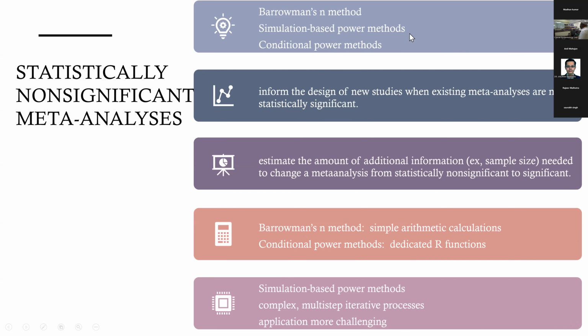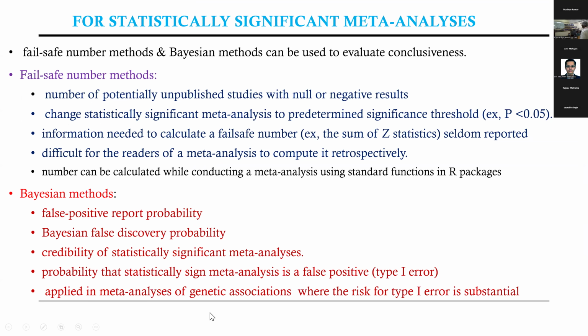Simulation based methods are more complex. I showed you the picture of simulation. Obviously, you have to have some knowledge of how to do simulation. There is no simple R or software which will say do simulation and tell me. So, it is a multi-step iterative process. You keep on trying one, then it does not work, you try another one, you keep on trying till you find some answer. So, the simulation based method is a little more complex, but these are the 3 methods which are recommended for non-significant meta-analysis. Fail-safe number and Bayesian methods are recommended for significant meta-analysis.